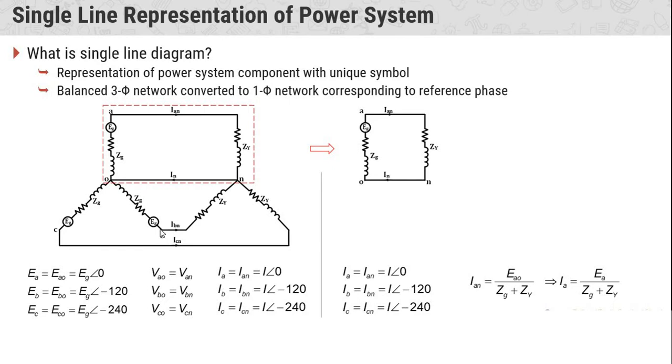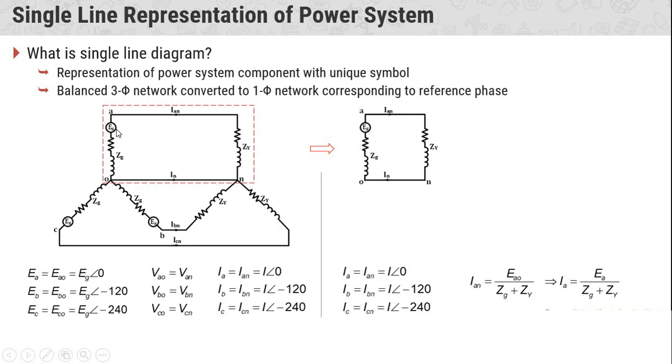A three-phase system is drawn like this. The left side is a source and the right side is a load. The source is a three-phase generator supplying a three-phase balanced load. In a single line diagram, only one phase of these three is taken and it can be represented in this form: a representation of a power system component with a unique symbol.